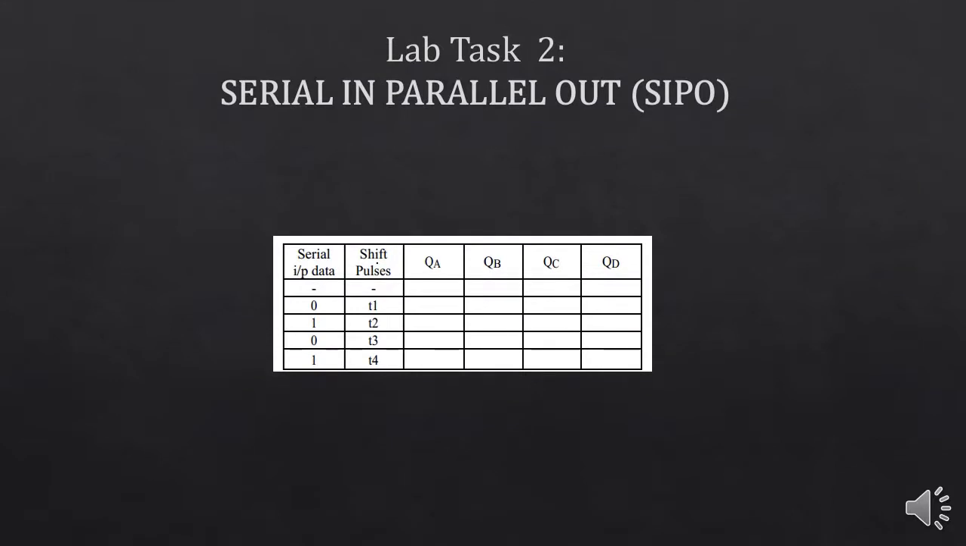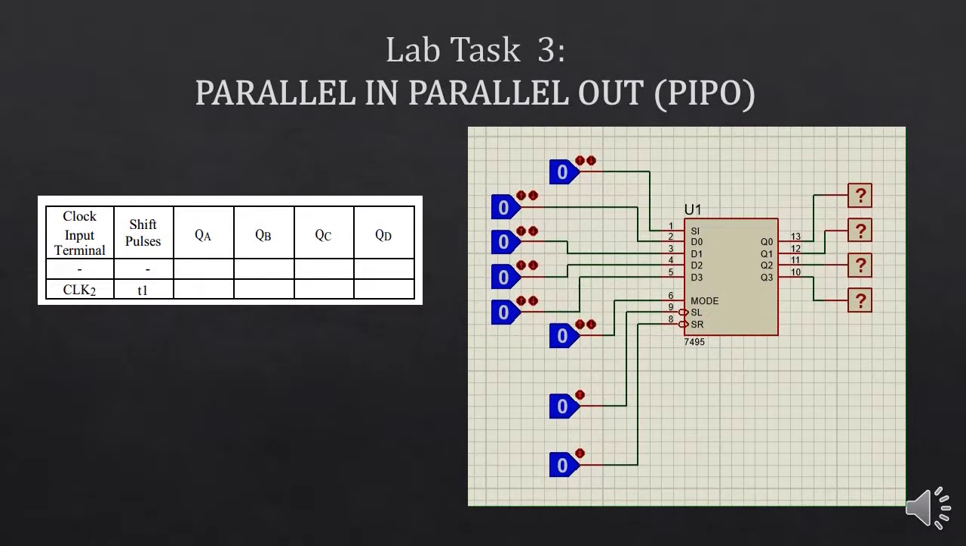In task number 2, you have to implement serial in, parallel out shift register. This task has already been explained in the last demonstration. Perform the simulation and fill the table accordingly. In task number 3, you have to implement a parallel in, parallel out shift register. For this purpose, you have to select the mode pin to 1. So I am selecting the mode pin to high.